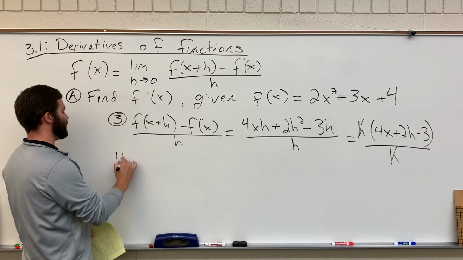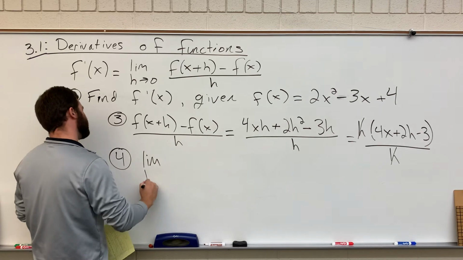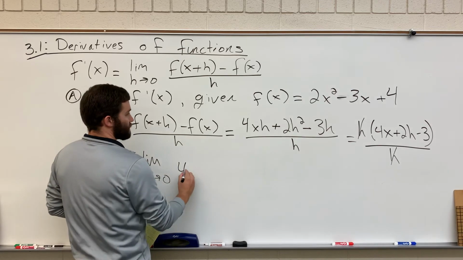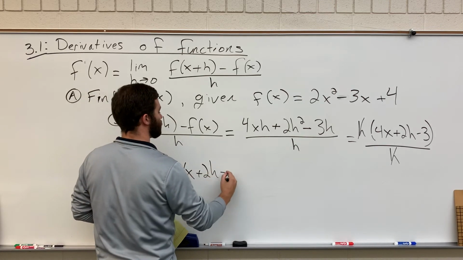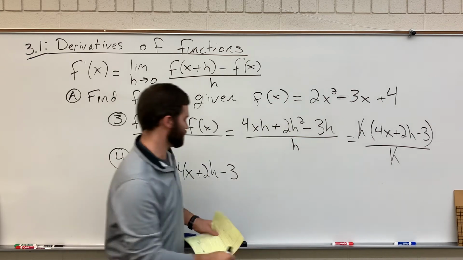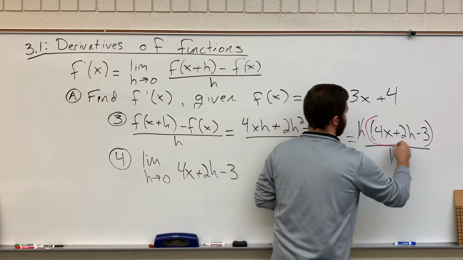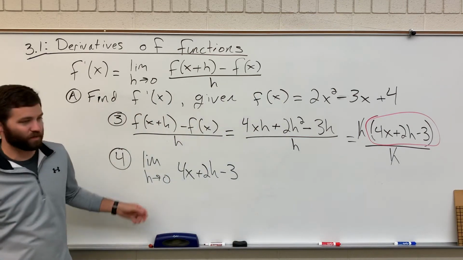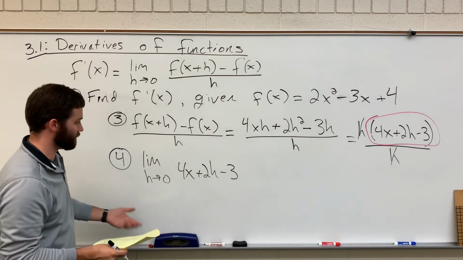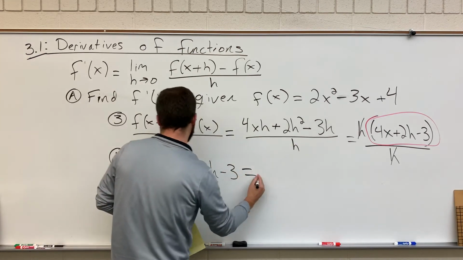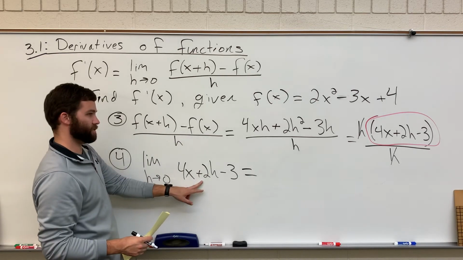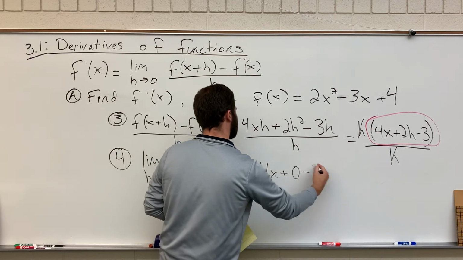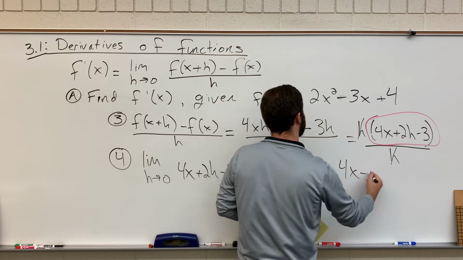Step 4 says finally take the limit as h approaches 0 of that expression there, 4x plus 2h minus 3. Now I didn't rewrite it, but this is our final expression out of step 3. So evaluate the limit. Now I can use direct substitution because I'm not dividing by h. I'm not dividing by 0. So this will end up being 4x plus 0 minus 3. So I end up with 4x minus 3.